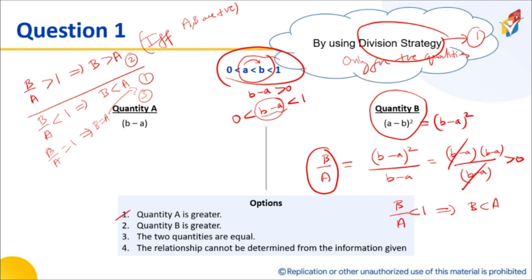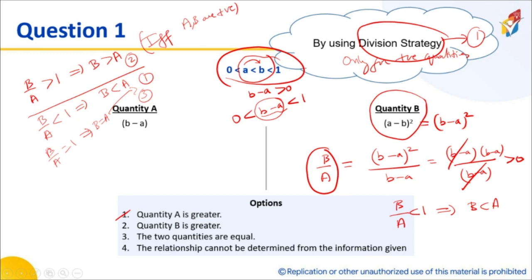You can mark the answer as option 1. The quantity a is greater than quantity b. What is the crux? We are getting it using division. When can you divide? When the quantities are positive. If they are negative, division can get extremely complicated. I would strongly recommend you not to attempt it.